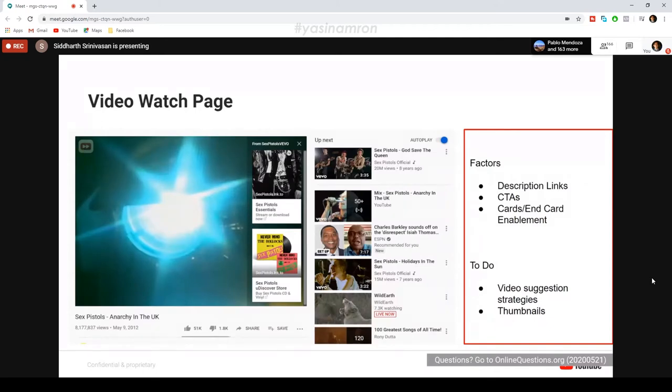And then next, the next way of discovering content, the video watch page, which is what? While you're watching a video, right? So if you're on your phone, if you are in the portrait mode, you see all of this real estate below that, right?